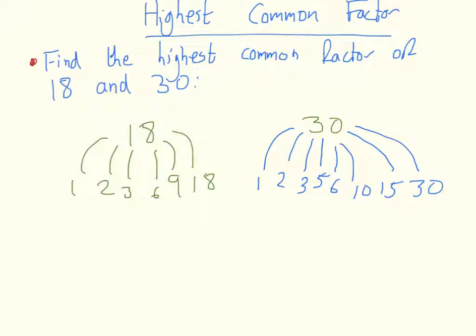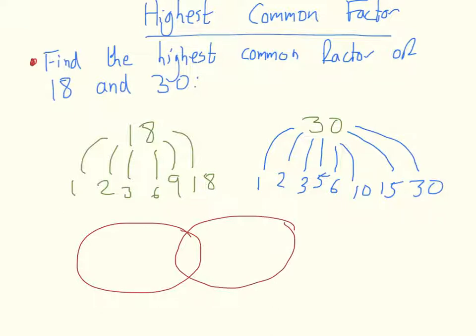Now what we need to find is the highest common factor that appears in both 18 and 30. Now one really good way of doing this is using a Venn diagram. So here's a Venn diagram. And on the left we've got 18, on the right we've got 30. So any numbers that appear in both will go in this section in the middle. So if we look at 1 first, does 1 appear in both? Yes it does, so I'm going to cross it off from both of them.